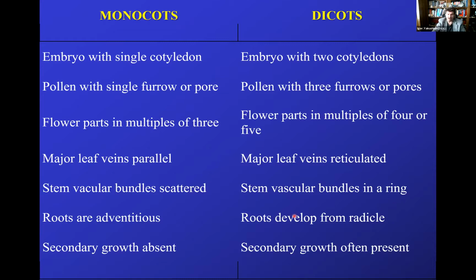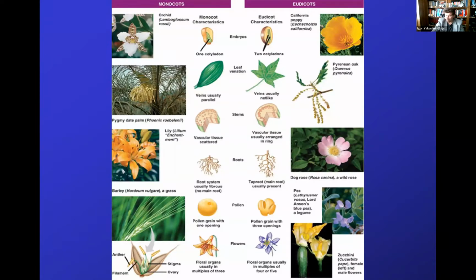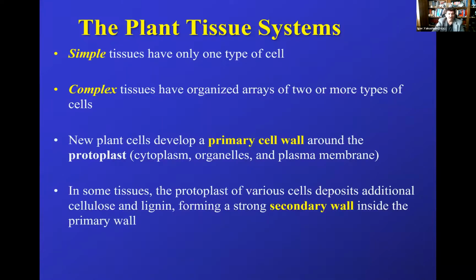Secondary growth absent, meaning that they are not really trees. You're looking at the tree with a very large trunk, that's most likely a dicot, and we'll discuss that all together today. Very briefly though. All right, so here, yes, the same picture, already talked about that. So now, tissues. Let's kind of talk about the tissues.